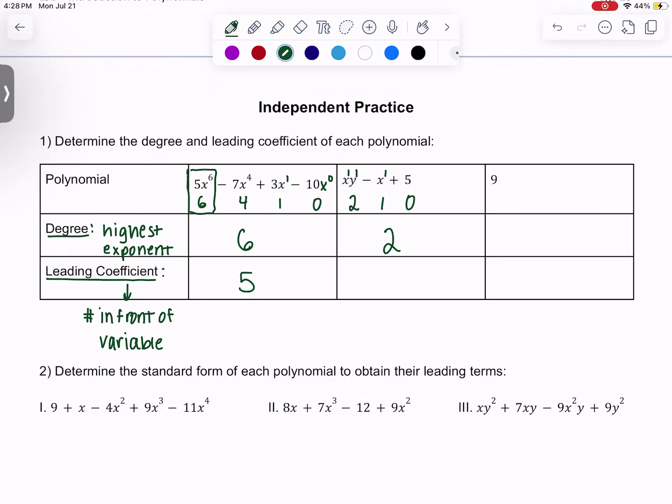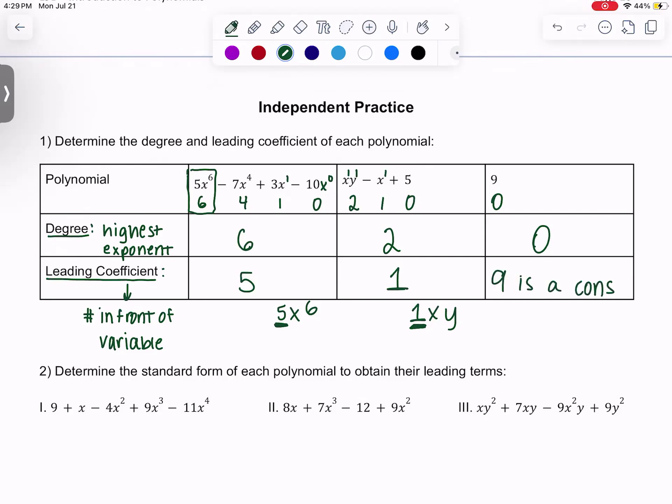The leading coefficient, what's in front of xy? Well, let's write it on the bottom here, xy. It's actually 1xy, so the coefficient is 1. And for the first example, let's go back. 5x to the 6, let's write the whole leading term, underline the 5, underline the 1 here. And 9 has a degree of 0. There's no variable, it's a constant. There's no leading coefficient.